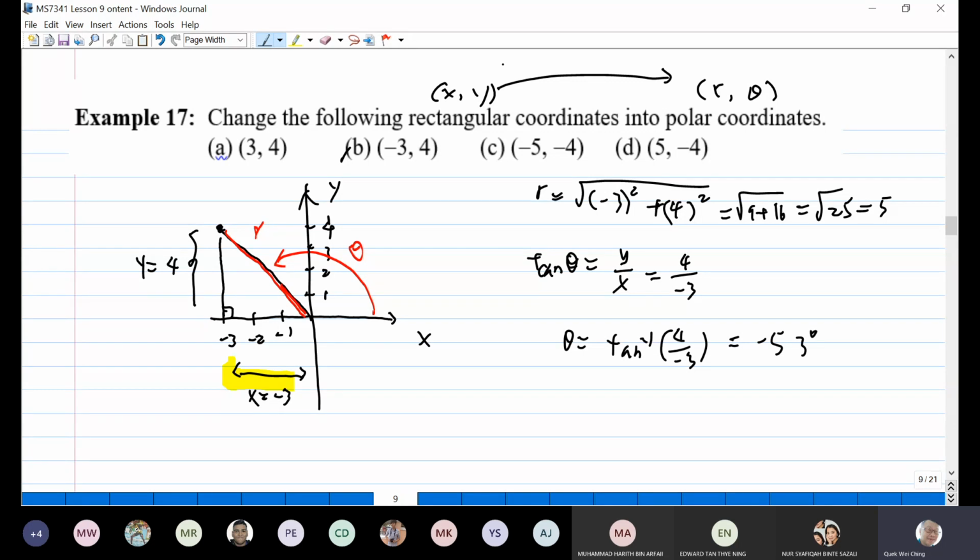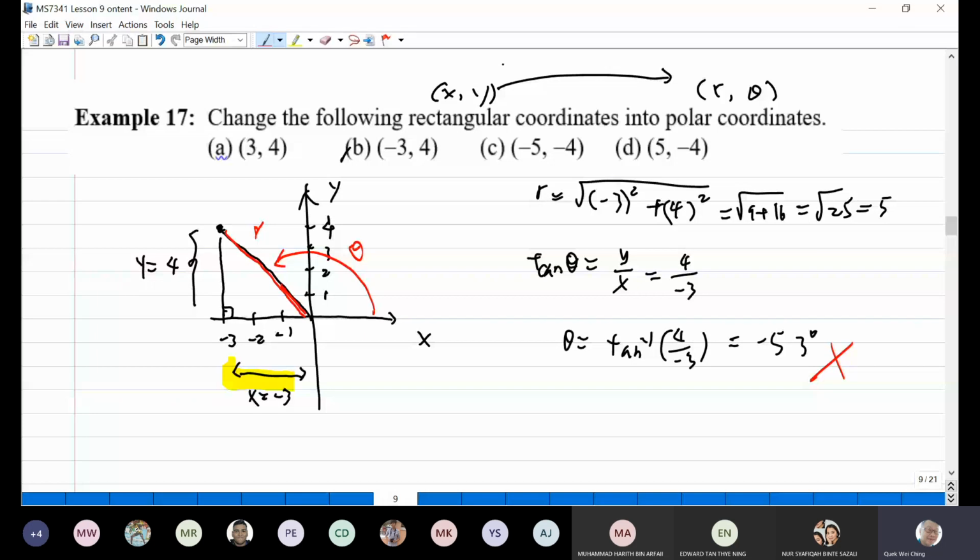Is it correct? It doesn't look correct, right? Because our theta is supposed to be from 0 to 360. So what is actually going on here? This is not the correct answer. The calculator can give you a correct answer.